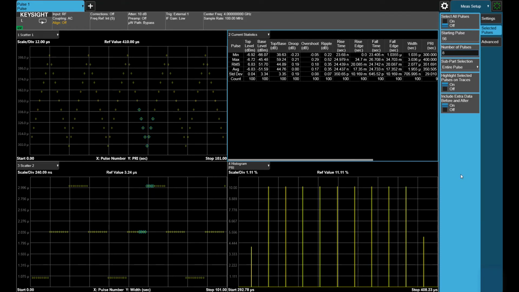All of these tools can help with data analysis on your most complex signals using Keysight's UXA signal analyzer and pulse analysis application.